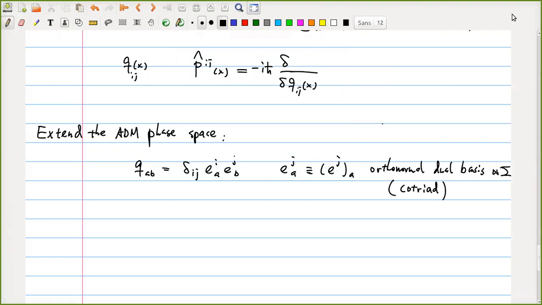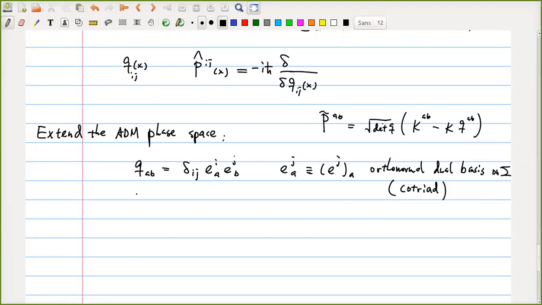All right. So remember that P_AB equals something determined by Q_AB and K_AB minus Q_AB K. Okay, so P is determined by Q and K. K is the extrinsic curvature, which means we only need to take care of K. And so K and Q determine P.